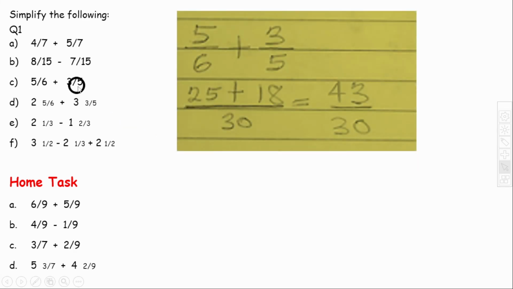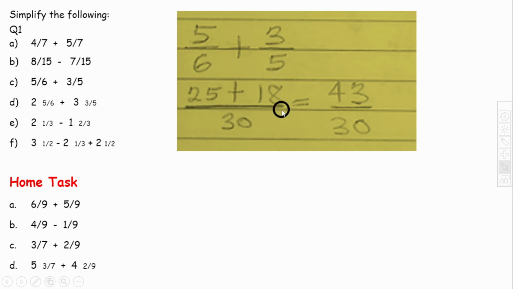5 all over 6 plus 3 all over 5. In this very case, you can see that the denominators are different. So what do? We look for the LCM of the denominators. First, you ask yourself, is 5 a factor of 6? No, it is not. So what do? You multiply them together. So we have 6 times 5, 30. You write that 30 here.